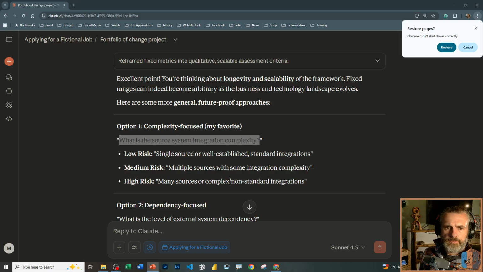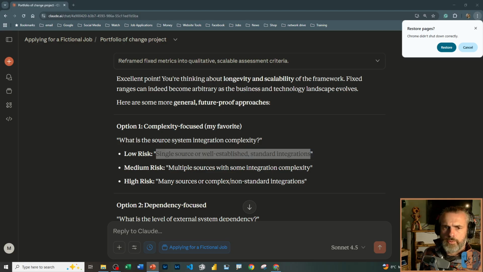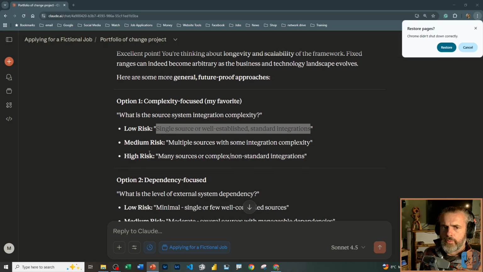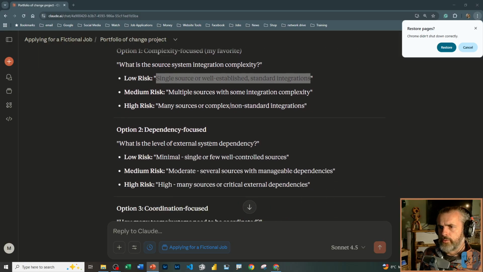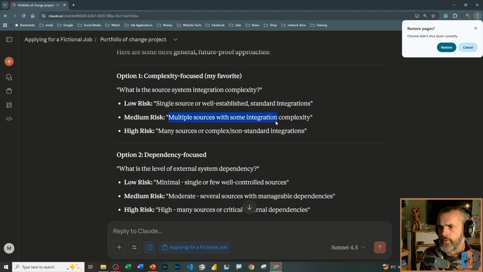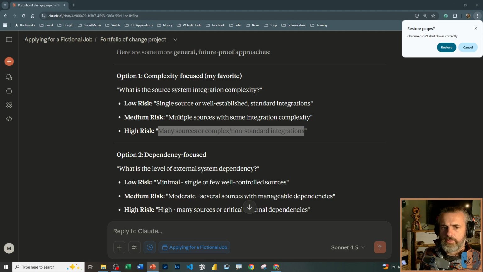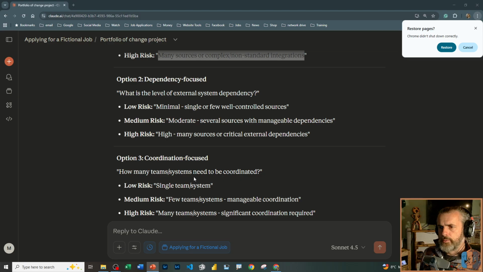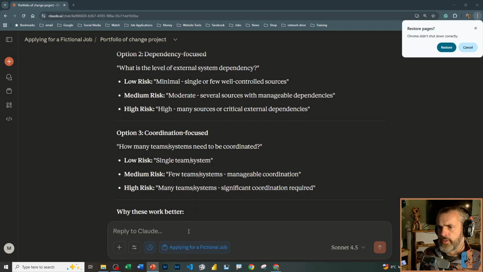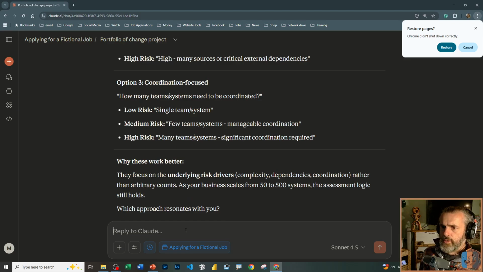Thank you so much. Oh, what is the level of external system dependency? No, I'm going with number 1 because I love it. Right. Option 3. How many teams? Single teams, fewer teams? No. I have gone with option 1.